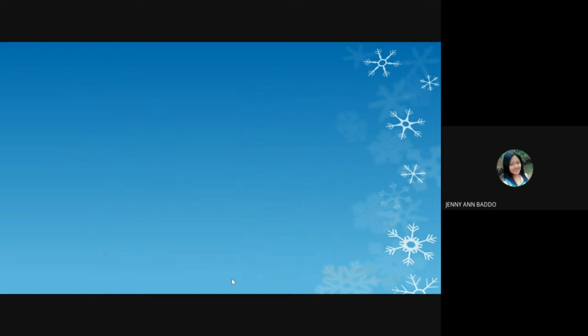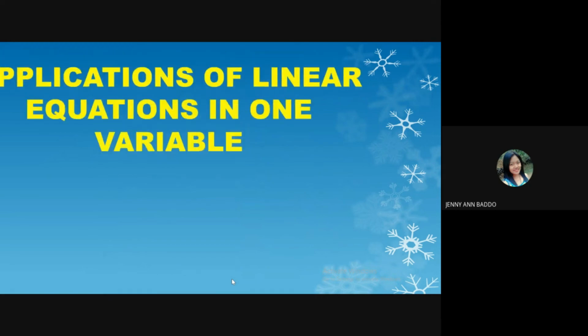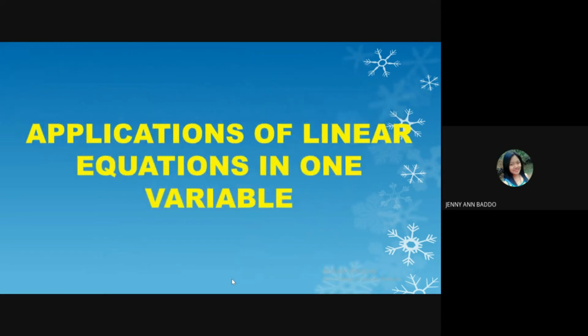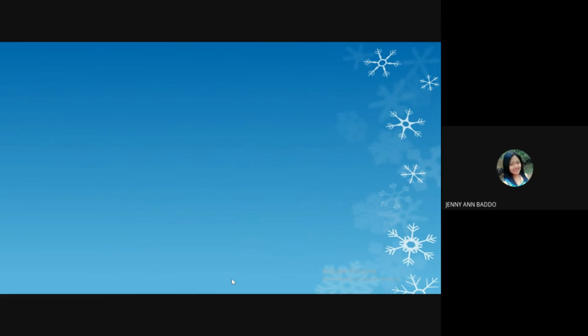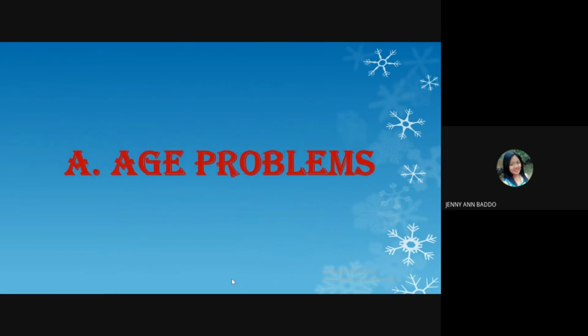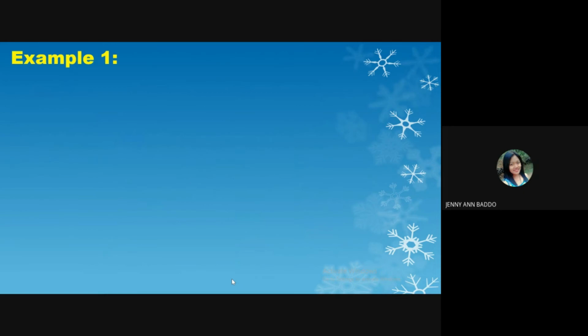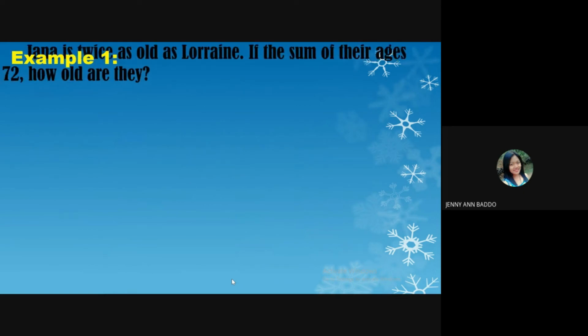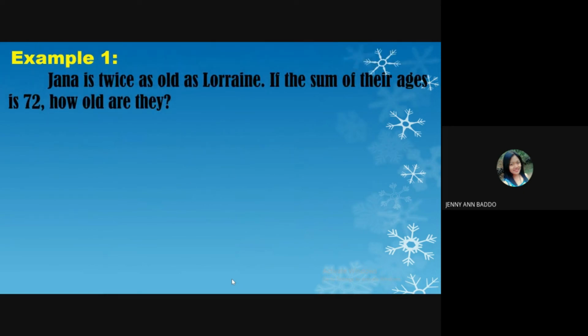Now, let us apply what we have learned in solving real life situations. So let us now have applications of linear equations in one variable through problem solving. First, age problems. Example, Dana is twice as old as Lorraine. If the sum of their ages is 72, how old are they?